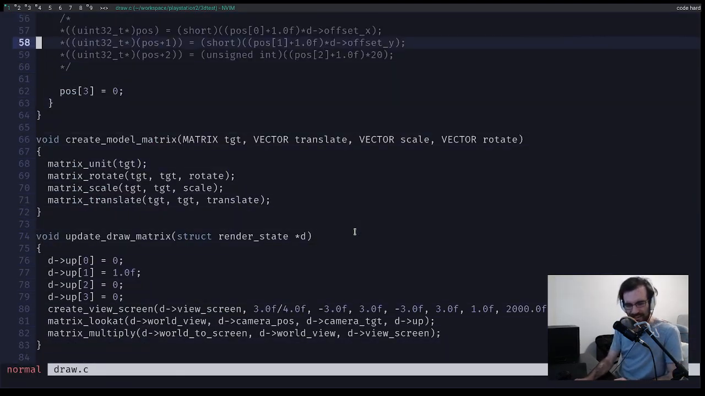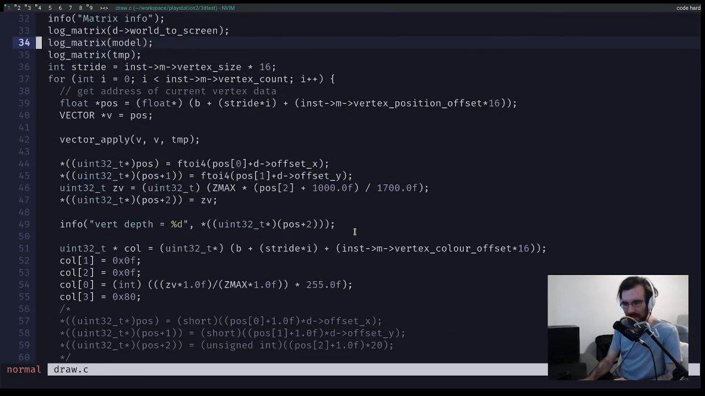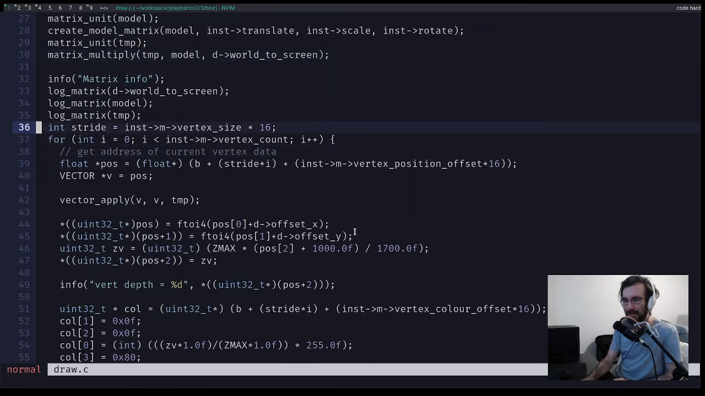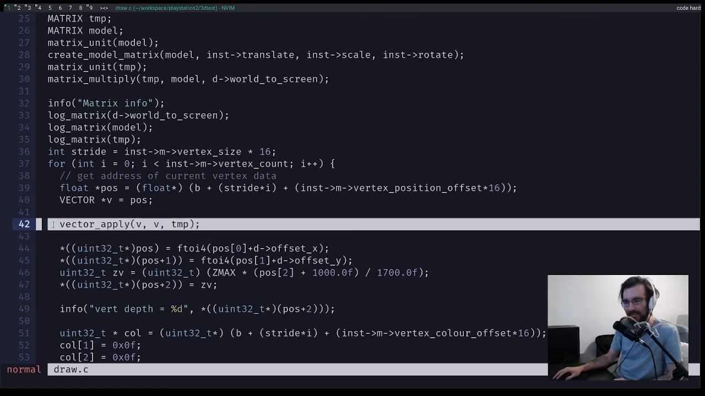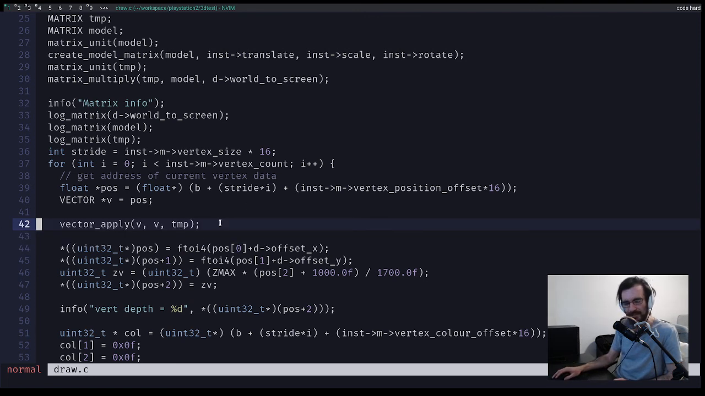Am I just not dividing by W? Is that it? Is that all I'm missing here? Once I've applied, do I just divide each of these coordinates by W? Or does that automatically... Well, that should happen here, right? I would think that happens here.